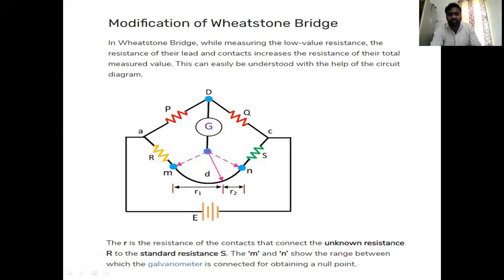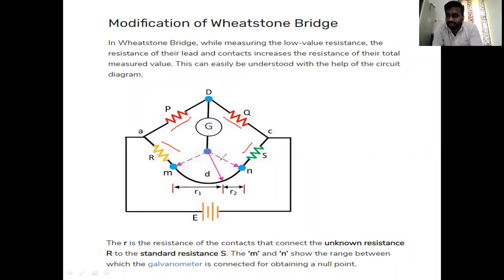We are familiar with the Wheatstone bridge, which has 4 arms, 4 resistance branches, formed in the form of a bridge or a ring. This is one resistance branch P, and the current is flowing through it. This is resistance branch Q, this is resistance branch R, and this is resistance branch S. This is the existing Wheatstone bridge.